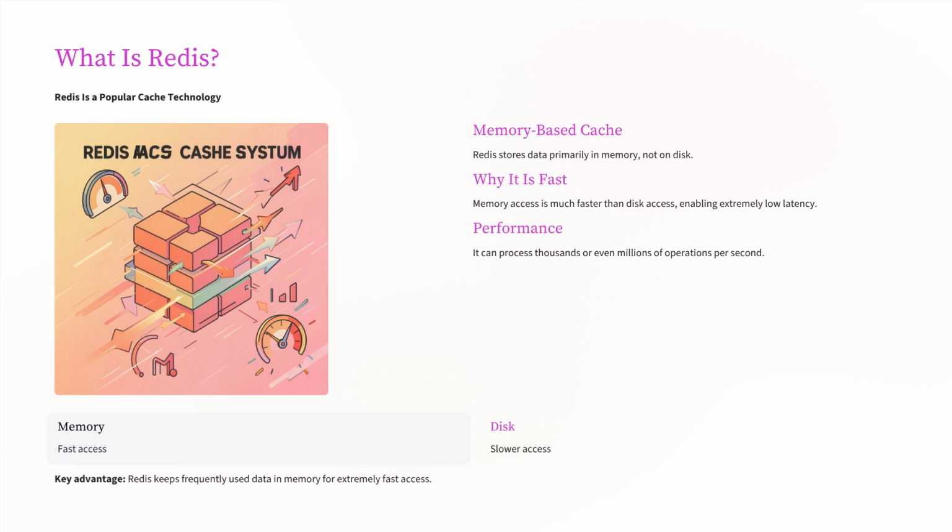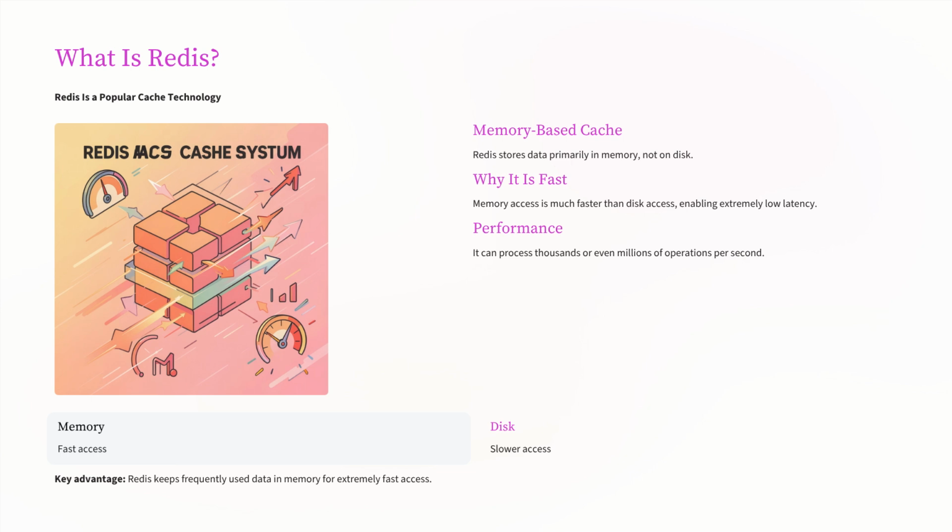Unlike traditional databases that store data on disk, Redis stores data primarily in memory. Accessing memory is much faster than accessing disk storage. This is why Redis can process thousands or even millions of operations per second with very low latency.